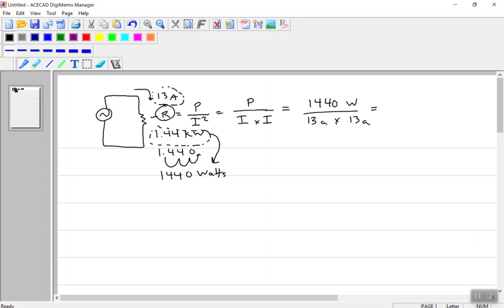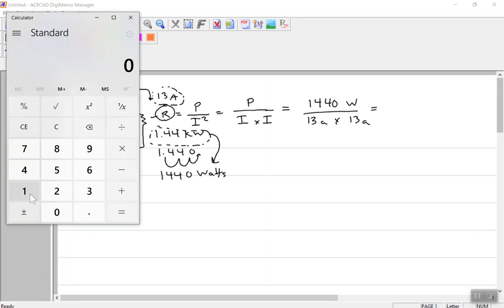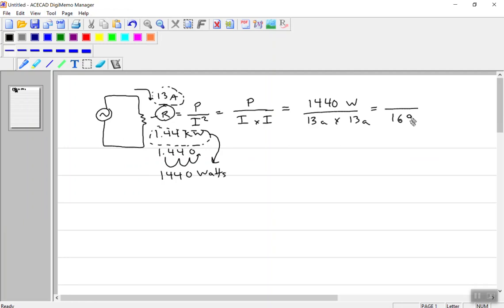Let's pull mine up. You pull up yours. 13 times 13 is 169. So let's write that in there. Our 169 on the bottom. On the top, we still got 1440, right? And then we just simplify.